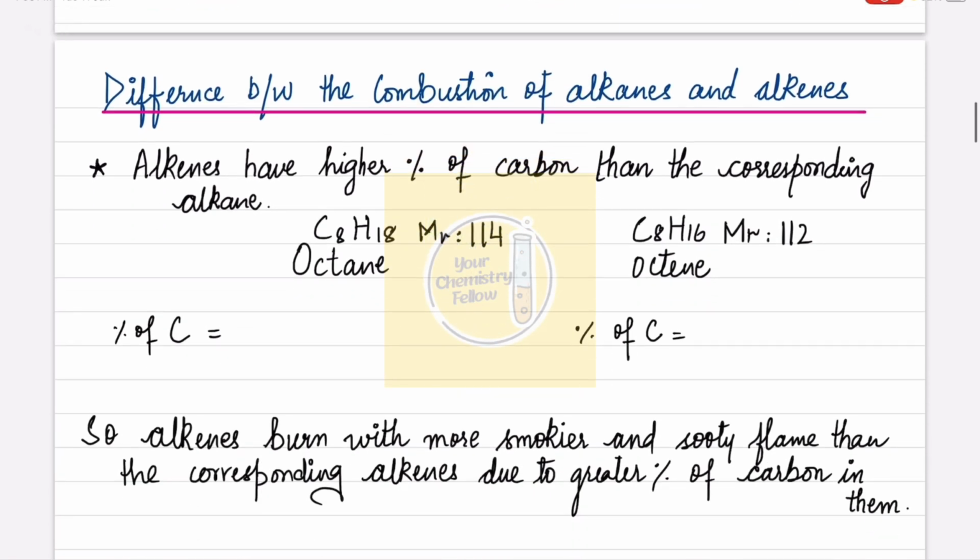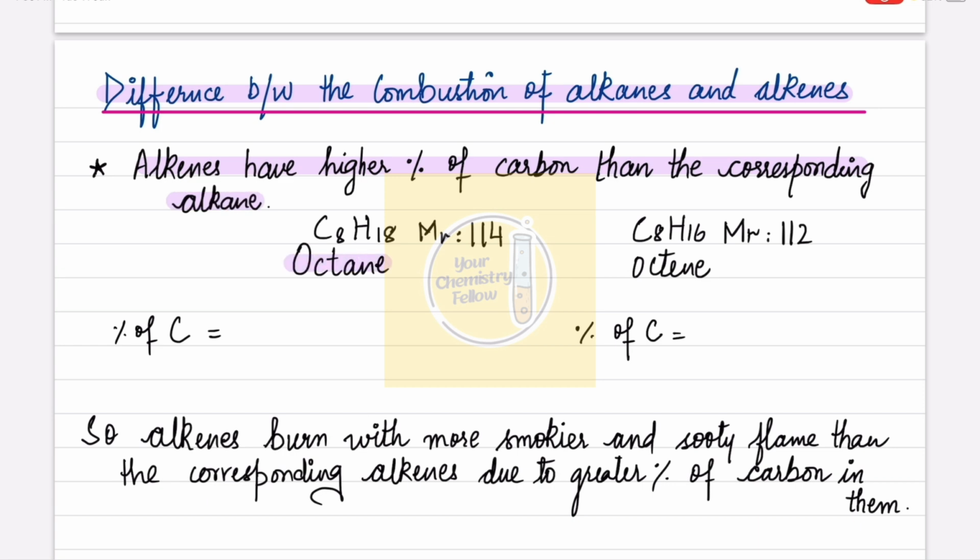Next is the difference between the combustion of alkanes and alkenes. Now we will see that alkanes are hydrocarbons which consist of carbon to carbon single covalent bonds, whereas in alkenes carbon to carbon double covalent bonds are present. So alkenes have a higher percentage of carbon than the corresponding alkane. I have taken 2 molecules here.